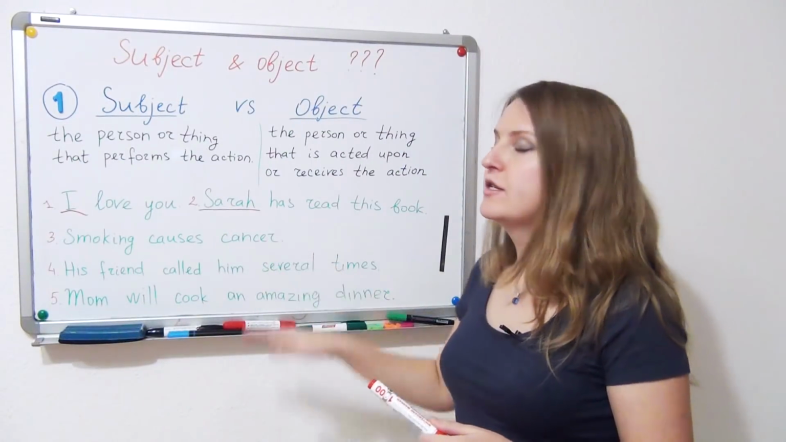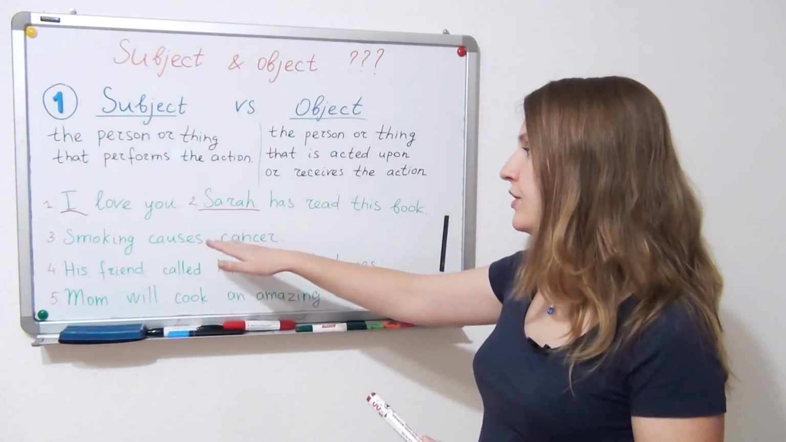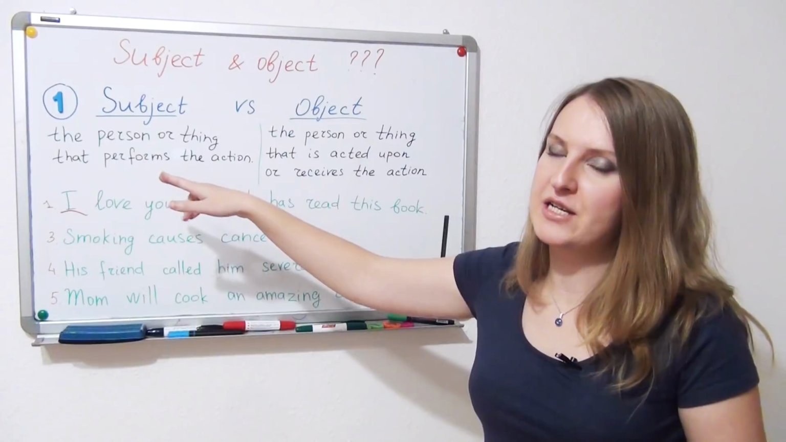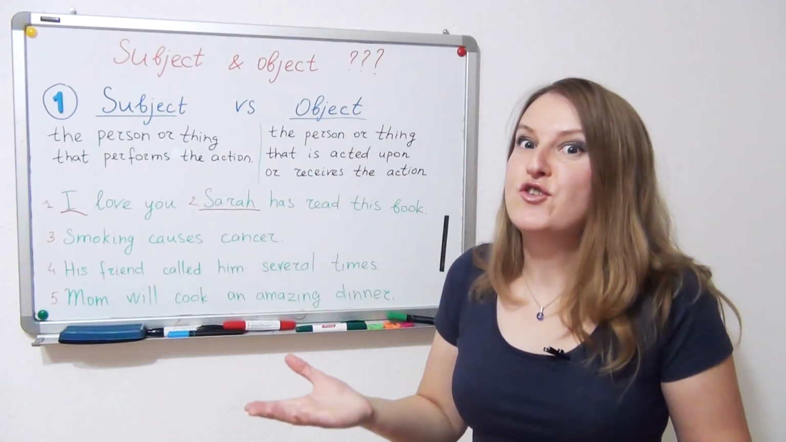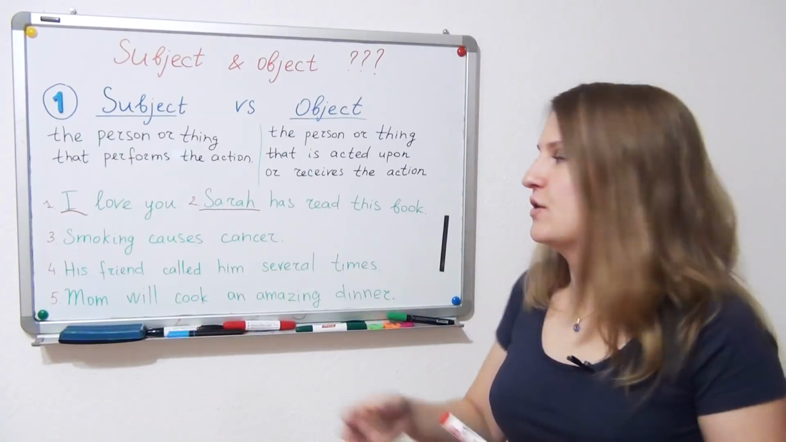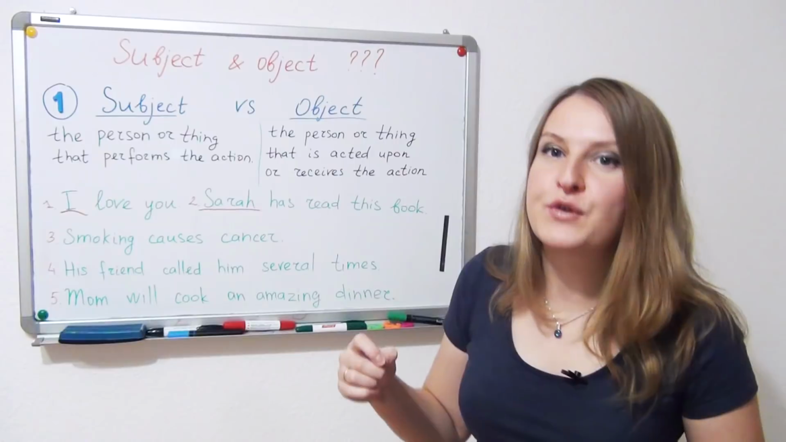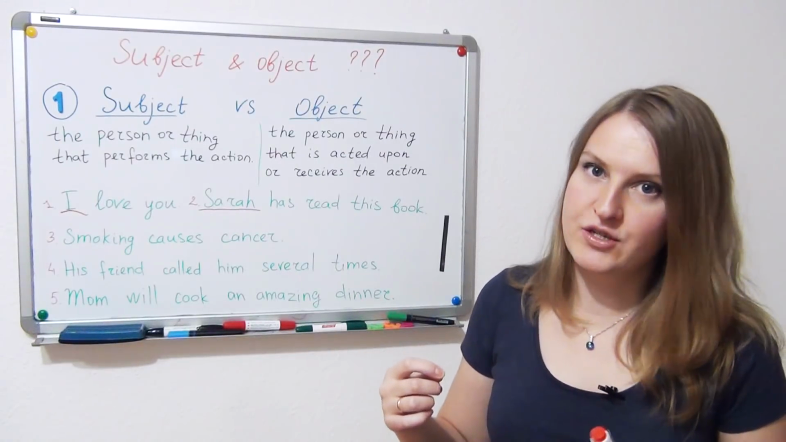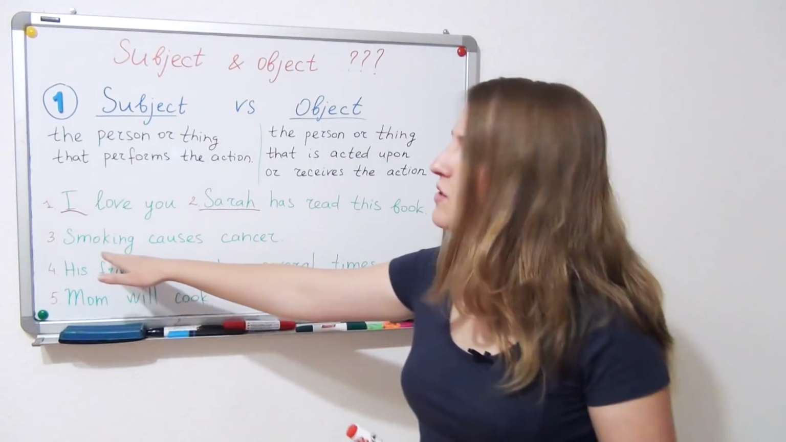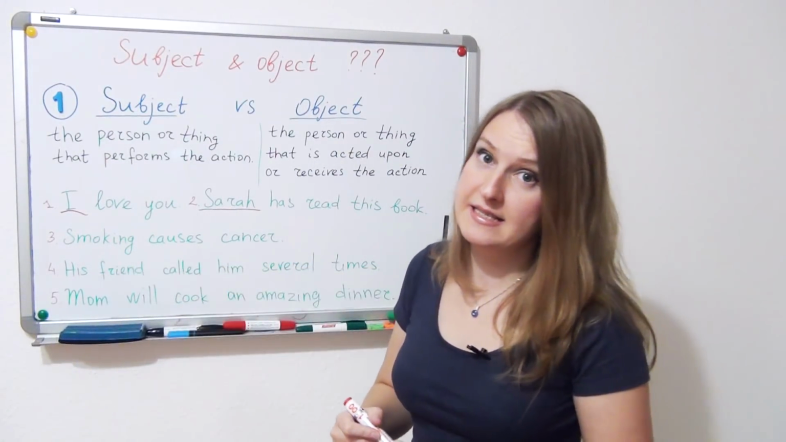Number 3, smoking causes cancer. Here, actually it's not the person or thing that performs the action. It is an abstract notion, a process. So what causes cancer? What makes the difference here? What performs the action or has an influence? Smoking. Smoking is the subject of this sentence.